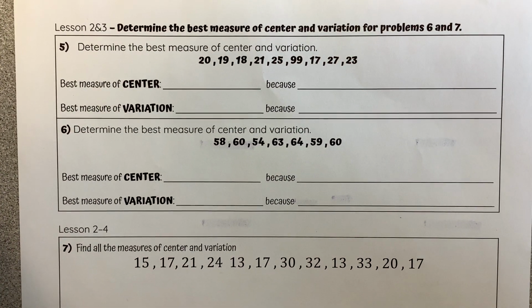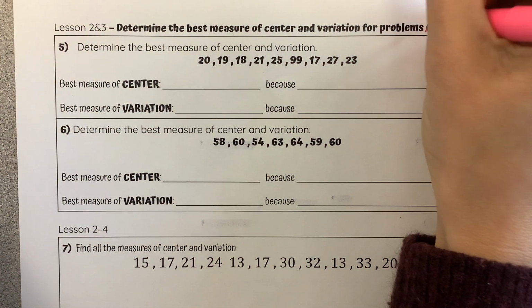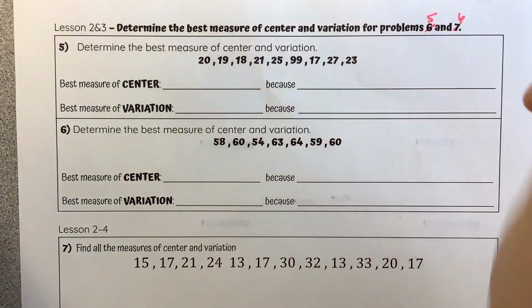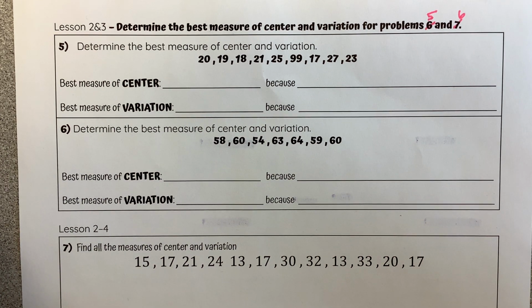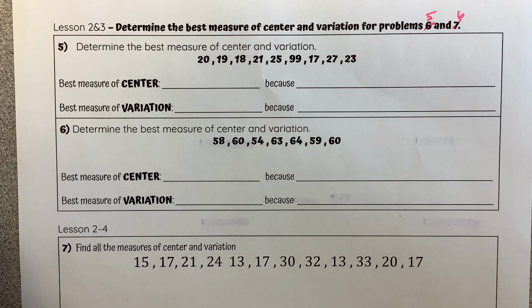All right. Looking at the best measures of center and variation. And that should say for problems 5 and 6. So we are determining the best measure of center and variation. When we want the best measure of center, we're looking between the mean and the median, okay?